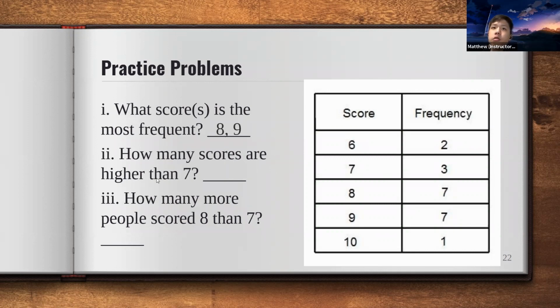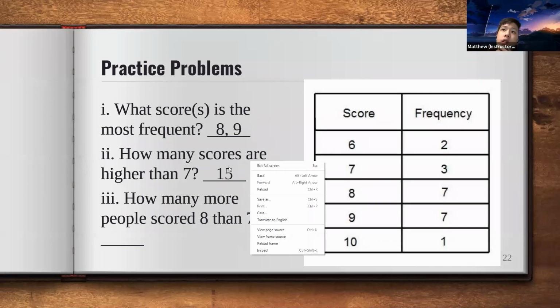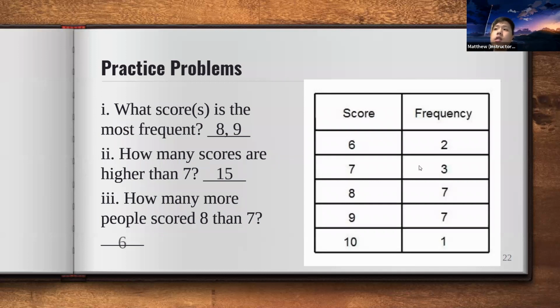And how about how many scores are higher than 7? None of them are. Actually, wait, how many scores are higher than 7? The answer is none. Wait. Oh, I know why it works. So higher than 7, there's 7, 7, and 1. So there's 15 scores higher than score 7. I forgot. My brain wasn't working. I was thinking about frequency, not score.